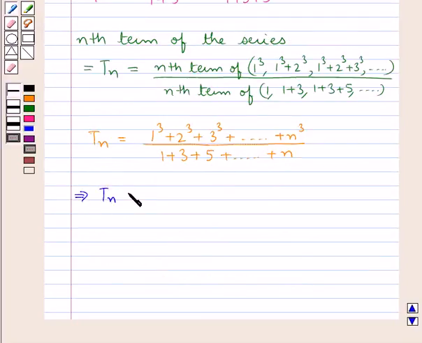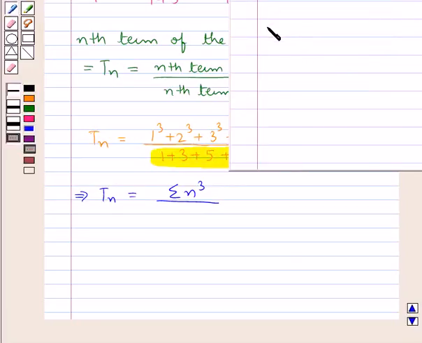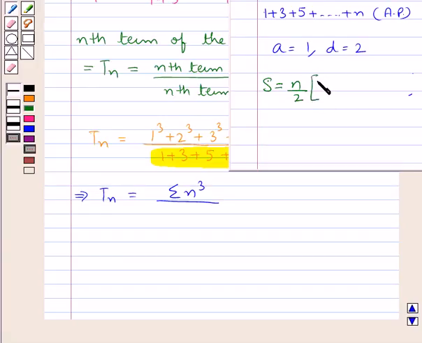This means we have Tn is equal to summation n cube upon, now as you can see that this is an AP, so we will find the sum of n terms of this AP, that is we have 1 plus 3 plus 5 plus and so on plus n, which is the AP. Here the first term a is 1 and the common difference d is 2. So now the sum of the n terms of this AP would be equal to n upon 2 into 2a, that is 2 into 1 which is 2, plus n minus 1 into d which is 2. So this is equal to n upon 2 into 2 plus 2n minus 2. This 2 and minus 2 cancel and we are left with n square. That is, the sum of the AP is n square. So we write here n square.